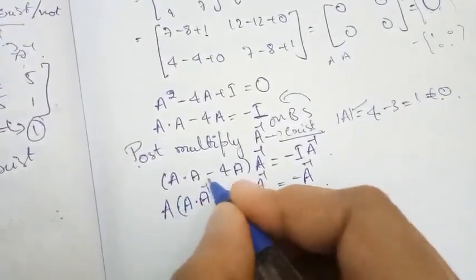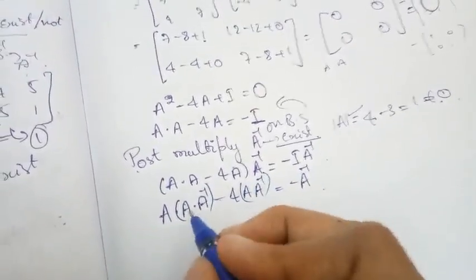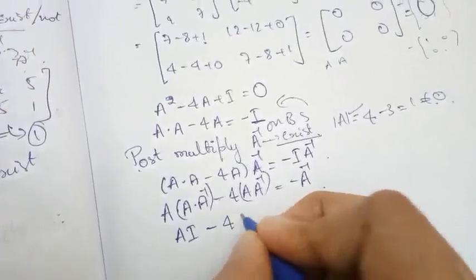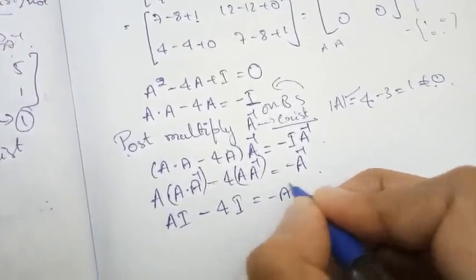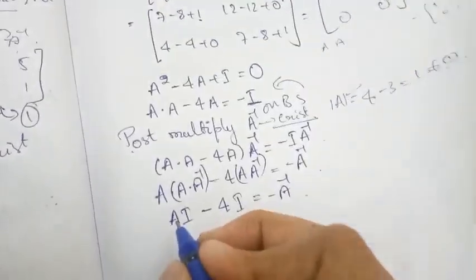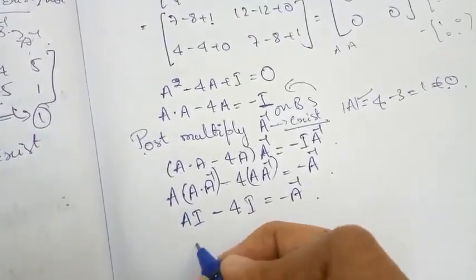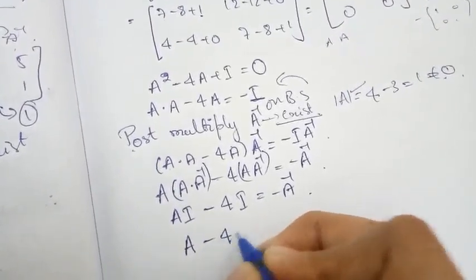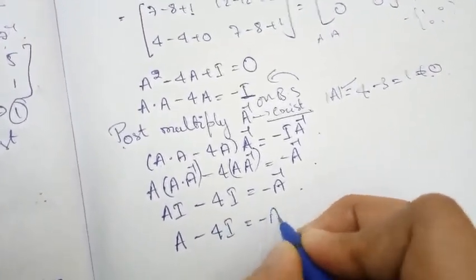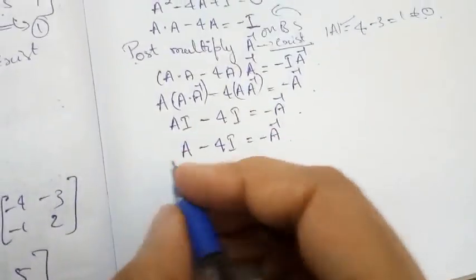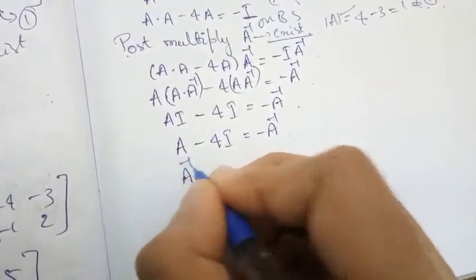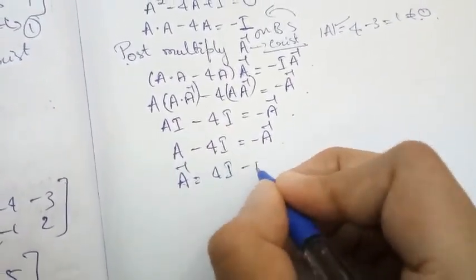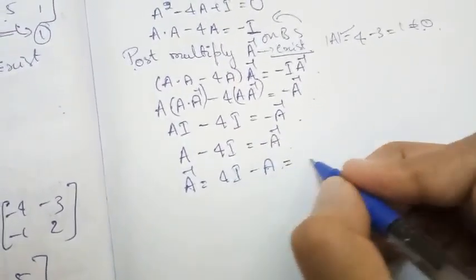So I will group this 2 and this 2. A into A inverse is nothing but the identity matrix, minus 4I, which is equal to minus A inverse. So A into I is nothing but A itself, minus 4I, which is equal to minus A inverse. If I take minus common outside, what happens? A inverse is equal to 4I minus A.